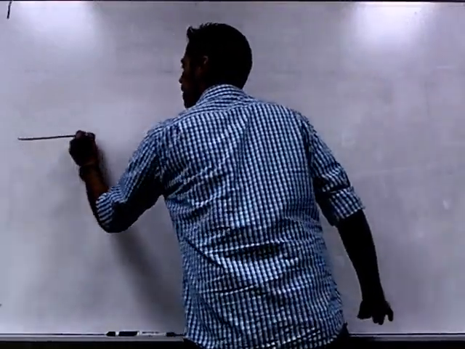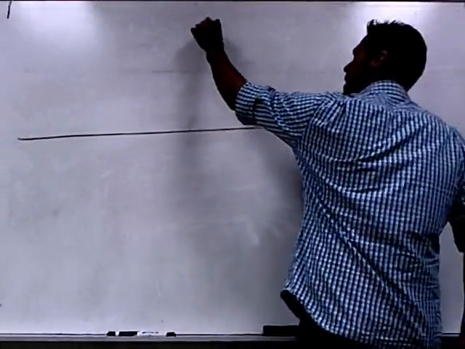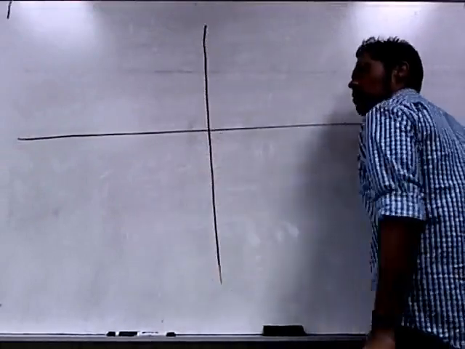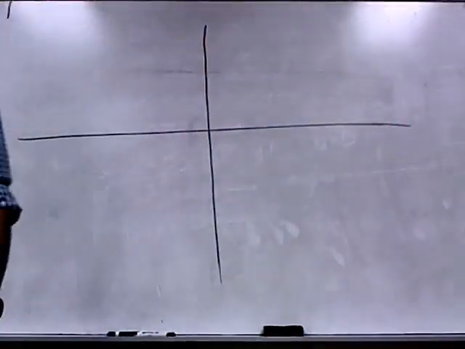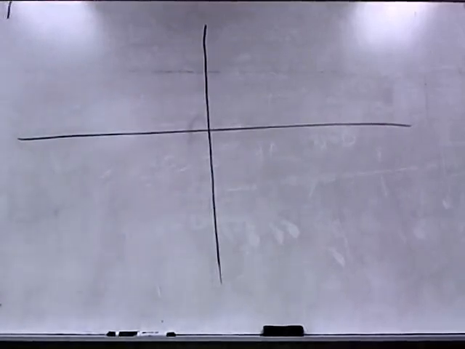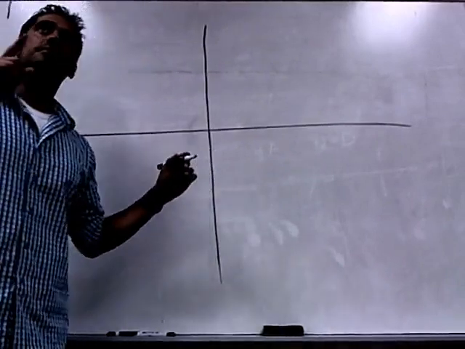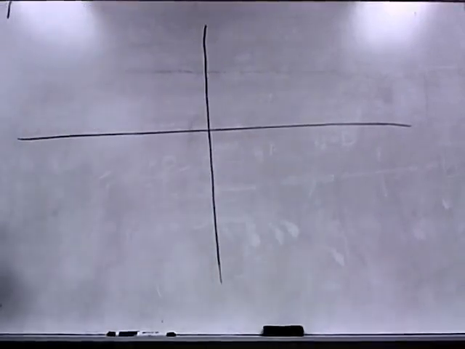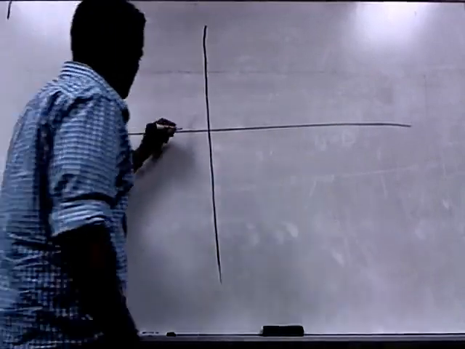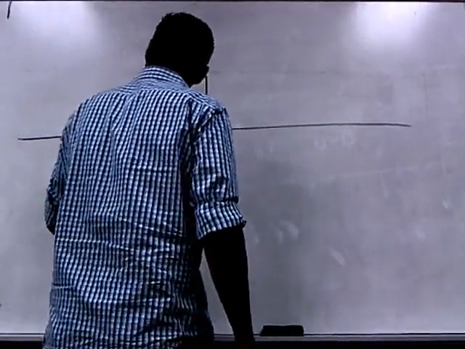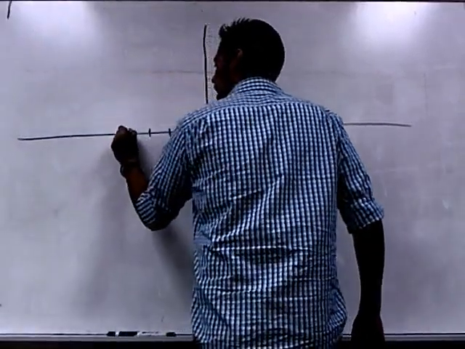Start by drawing x and y axes. Now let's start with the first thing we found. First thing we found was an x-intercept, right? And it was -4. So that means I go to my x-axis, I go to -4, 1, 2, 3, 4, and I draw a dot.